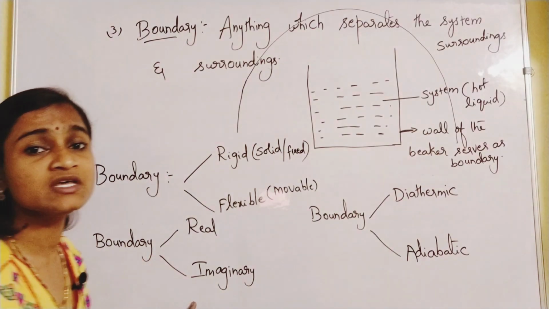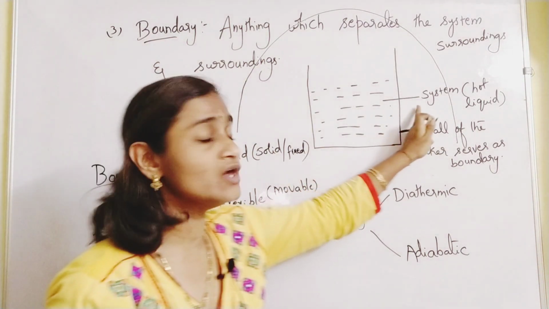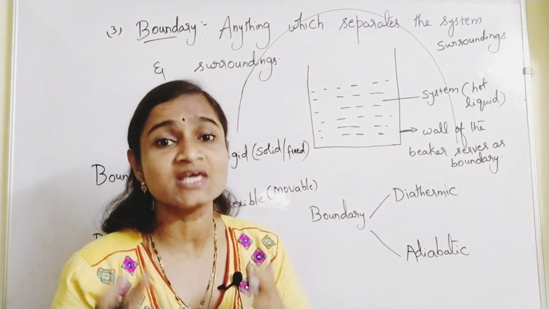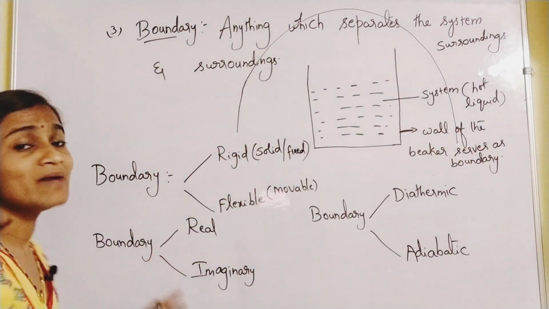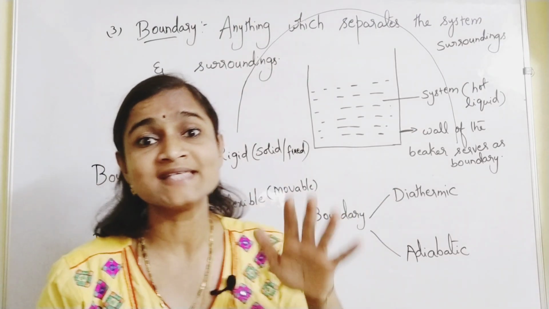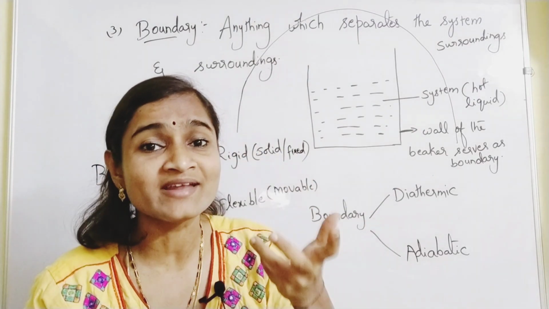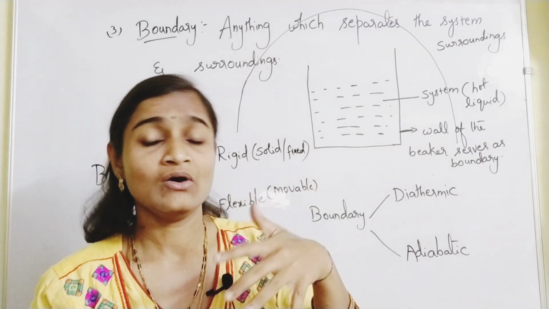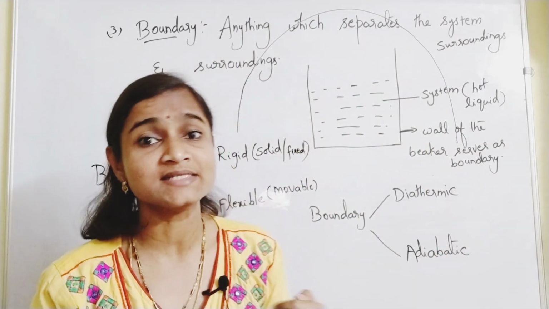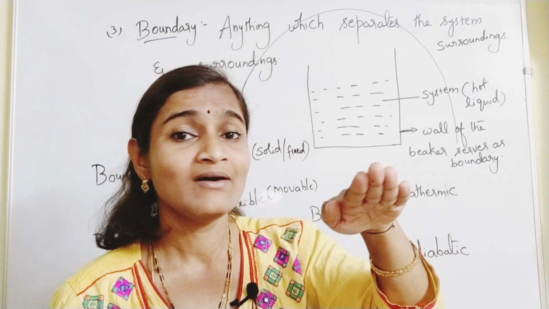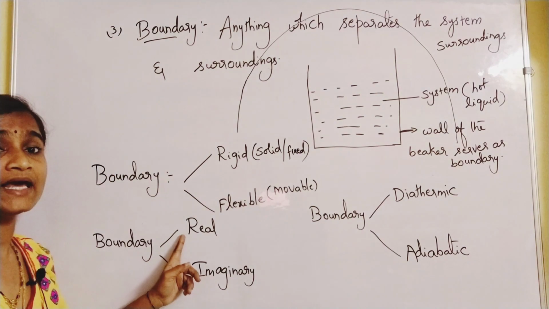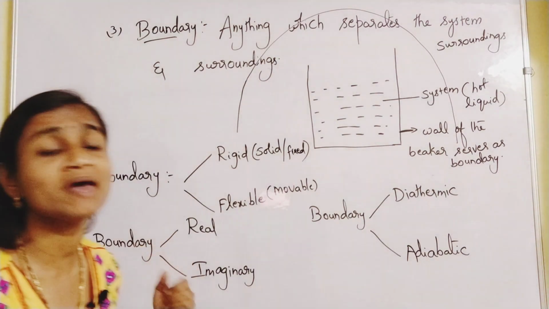Real and imaginary. A real boundary, as you have now learnt, is like the wall of the beaker, from which heat exchange can take place. An imaginary boundary is sometimes the surface of water. Suppose the evaporation phenomenon is happening, the surface of water acts as a boundary. We have to imagine that the surface of the water, from which heat exchange and vaporization is happening, acts as a boundary. That can be an imaginary boundary. So it can be a real boundary and it can be an imaginary boundary.